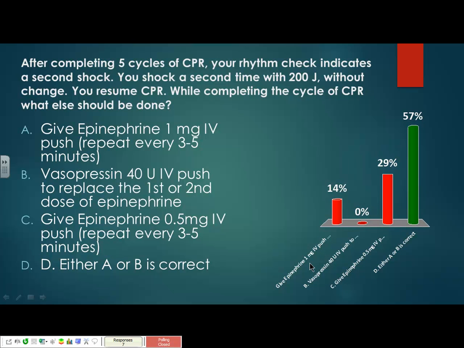Alright, so either A or B is correct. C is not an answer at all because epinephrine 0.5 milligram IV is not a correct dose. Alright? So answer A is correct, and answer B, because we can give vasopressin to replace what? The first or second dose of epinephrine, right?